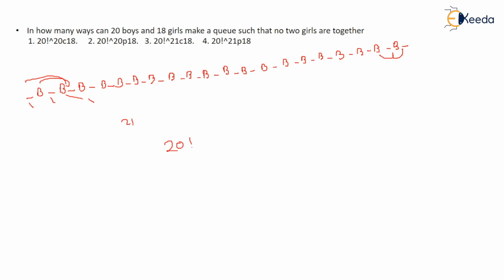Sometimes this one comes here, sometimes he will change with him, like this. So in 20 factorial ways they can be arranged. There are 21 places. So these 21 places will be filled by what? 18 girls. So 21 C 18. So this will be your correct answer. So let's see, this is the correct answer. Okay, that's how you have to do it.